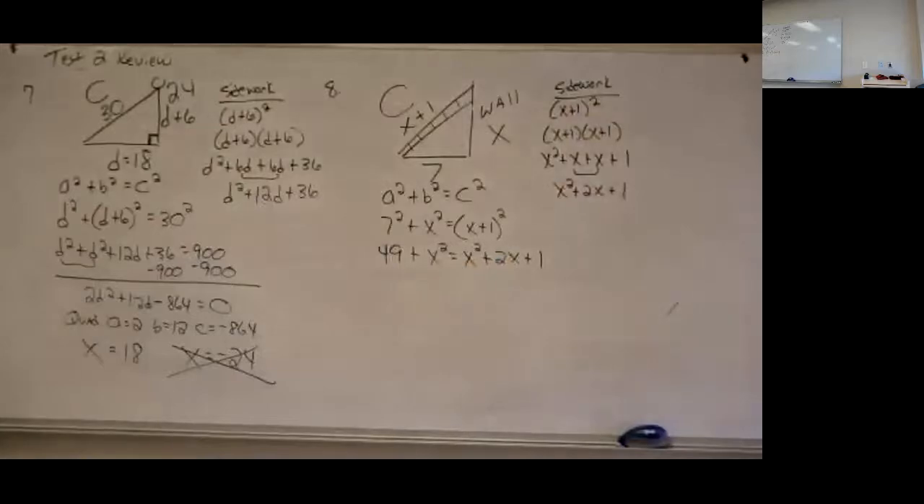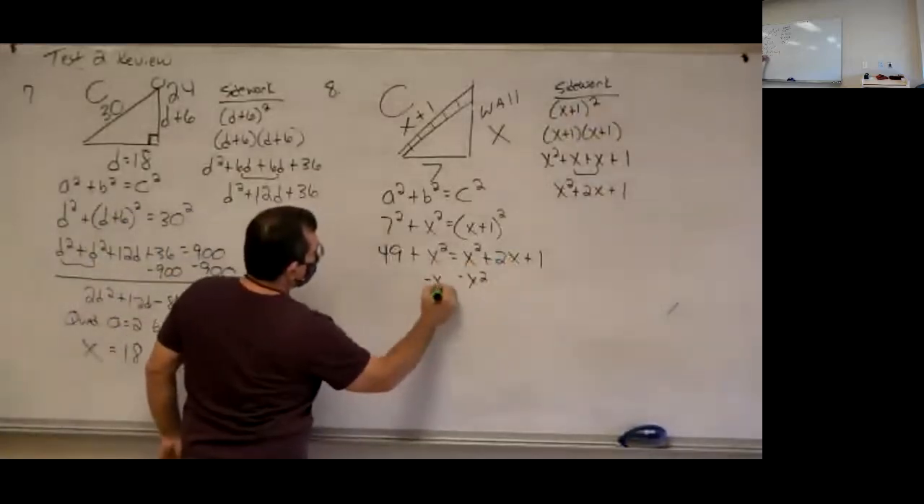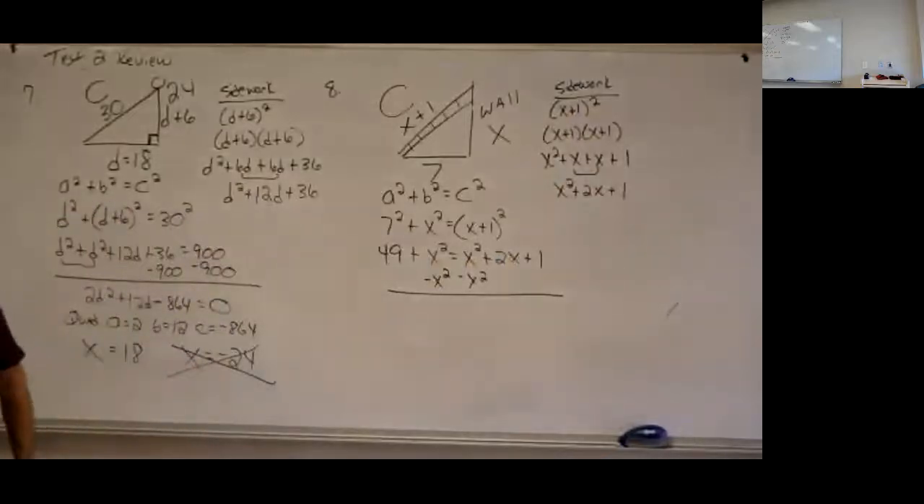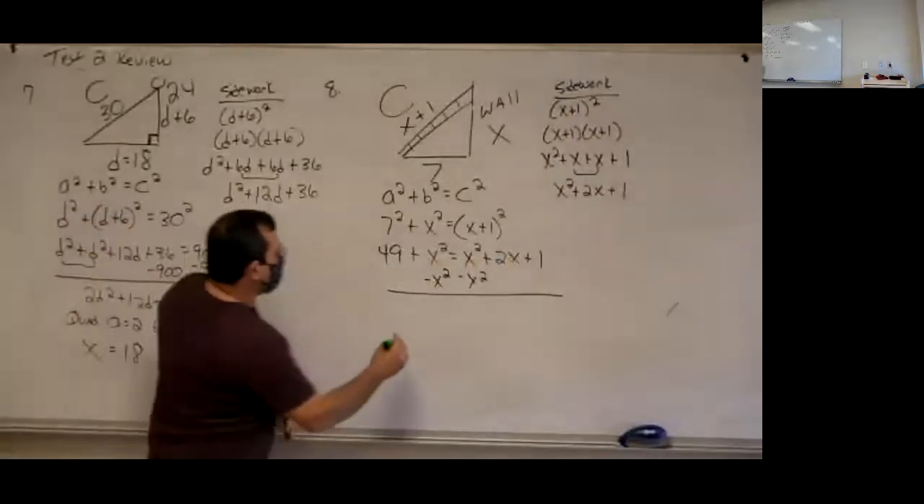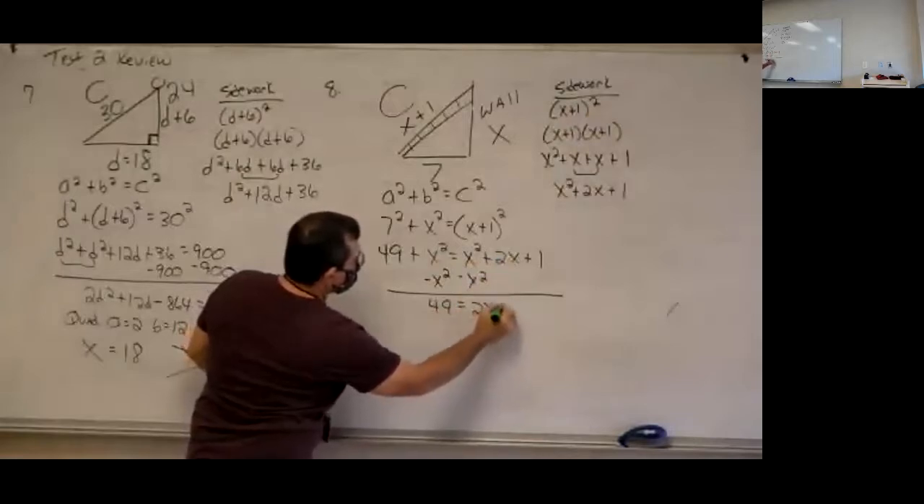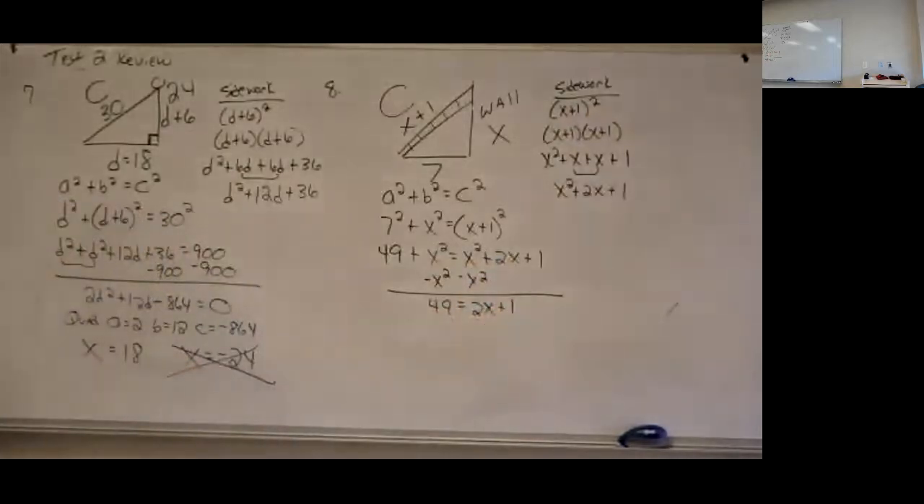So what made this one nice is you got x squareds on both sides. So when you try to move the x squareds to the same side, they sort of cancel all that, right? So that I get my 49 is going to equal 2x plus 1. That's what made this one nice with those x squareds being gone.